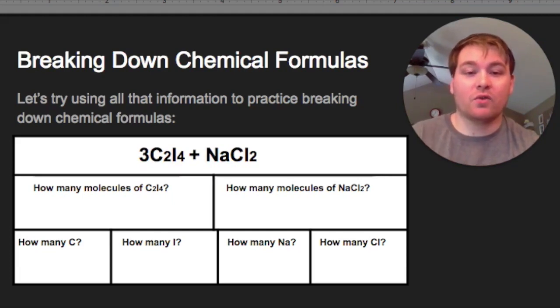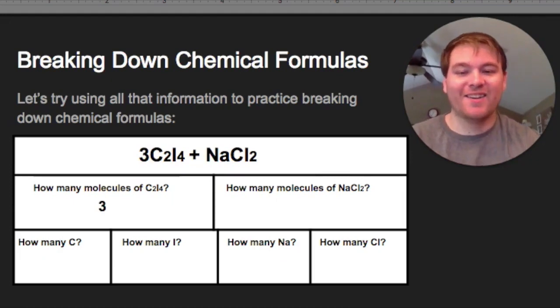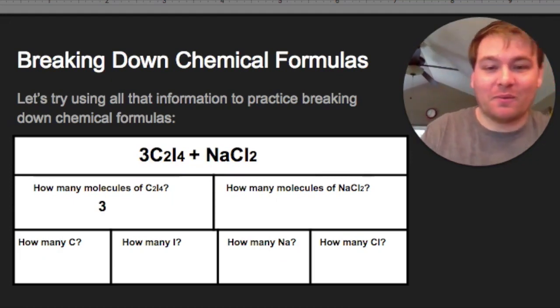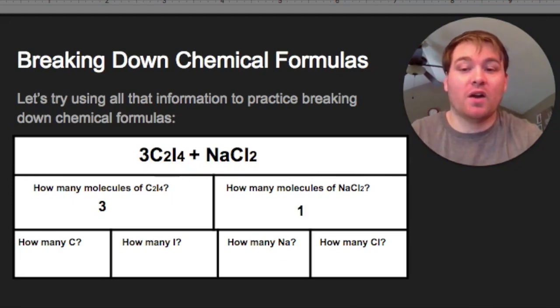How many molecules of C2I4 do I have? Well, when I look at my example, I see that I have a coefficient of 3, which means that I'm going to have 3 molecules of C2I4. Okay, well, how many molecules of NaCl2? Well, there is no coefficient, so that means there's just 1.